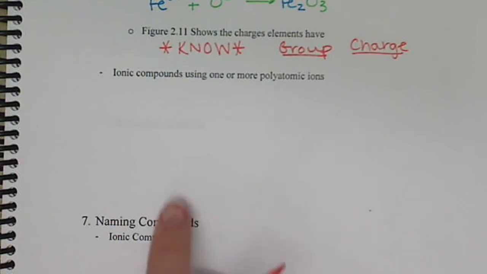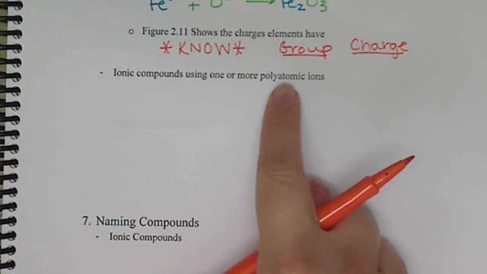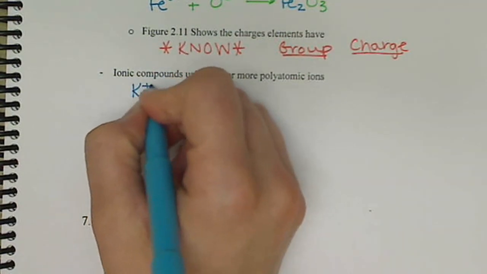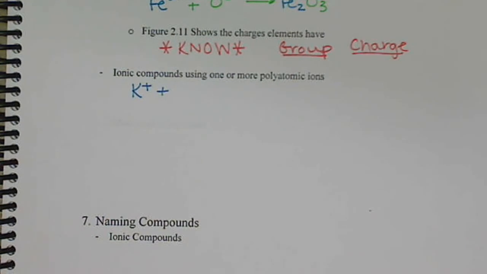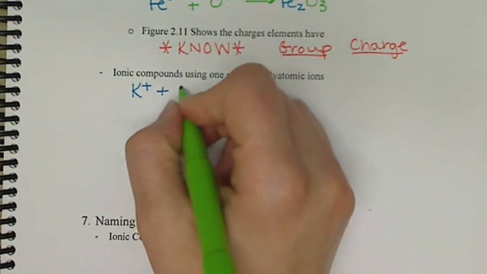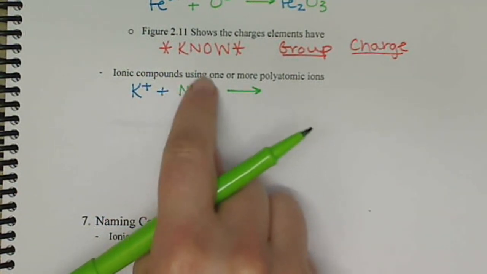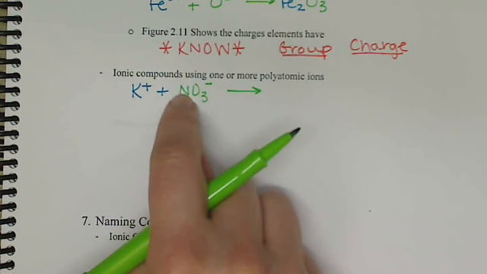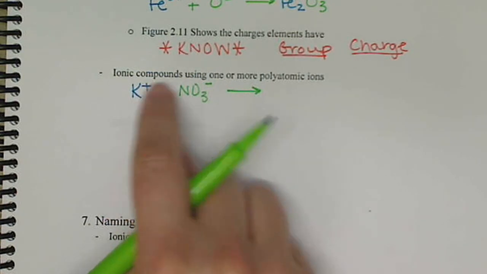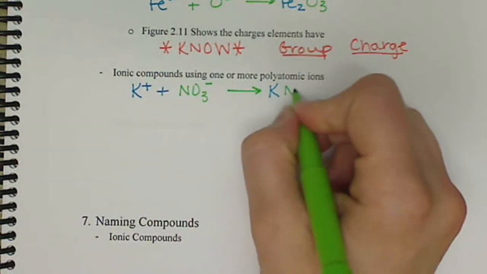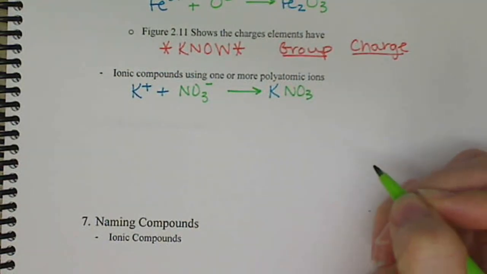When we have ionic compounds using 1 or more polyatomic ions, we treat our polyatomics as an entire anion. So if we looked at, say, potassium ion and the nitrate ion, we treat this NO3 as kind of one entity. That's an anion with a -1 charge. So they're equal and opposite, so we need 1 of each. So we need 1 potassium and we need 1 nitrate.